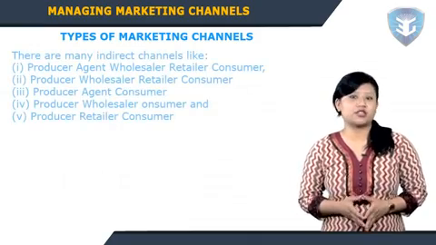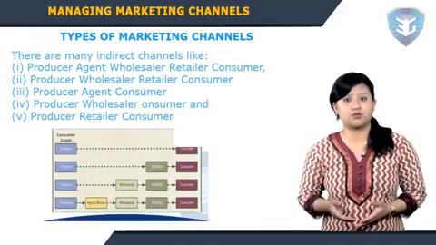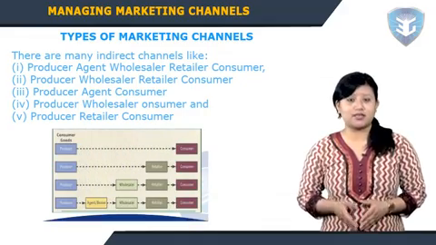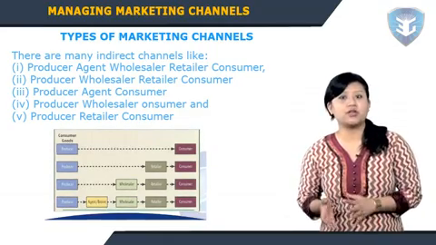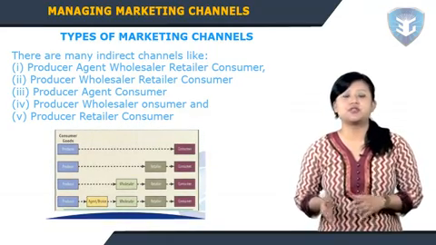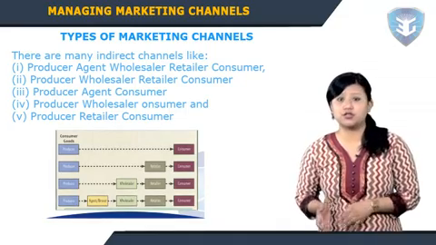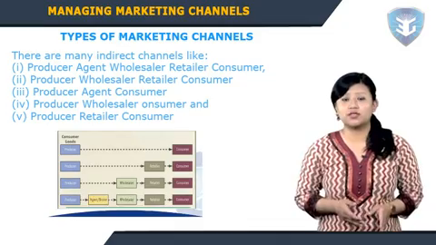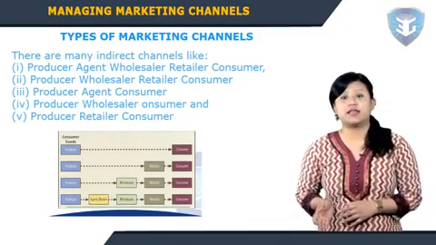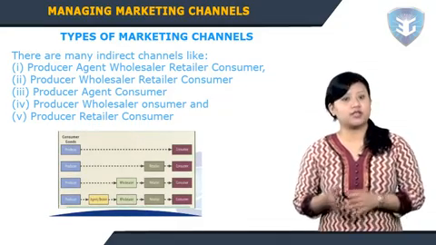There is just one direct channel, that is from producer to the consumer. There are many indirect channels, like the producer to the agent, to the wholesaler, and then to the retailer and then the consumer, producer to the wholesaler, to the retailer, to the consumer, producer to the agent, to the consumer, producer to the wholesaler, consumer, and then from the producer to the retailer to the consumer.